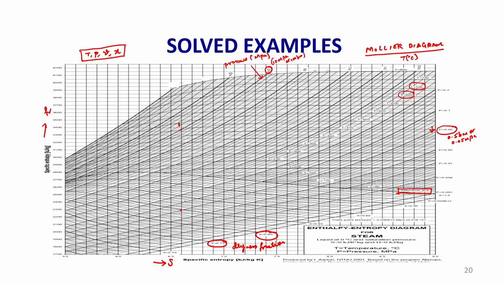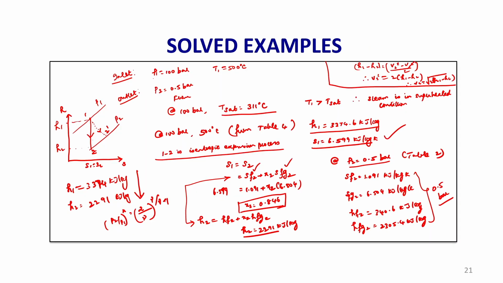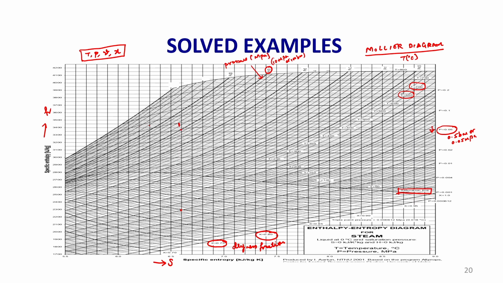How do I find point number 2? We know the isentropic process is a perpendicular line. So, let me explain here. There is no space. Okay, let me explain it here. This is the process. First I have found the high pressure line, and the intersection point of 100 bar or 10 megapascal and 500 degree centigrade is point number 1.